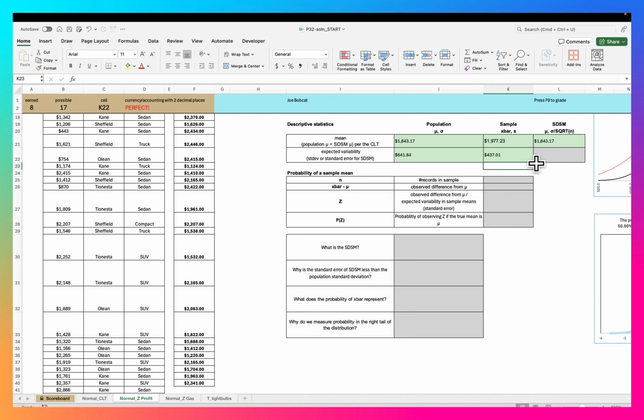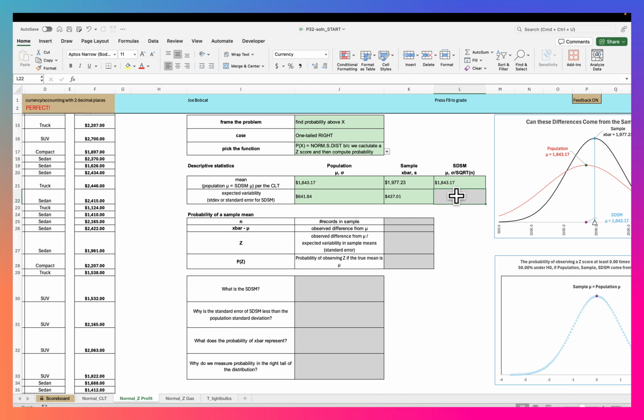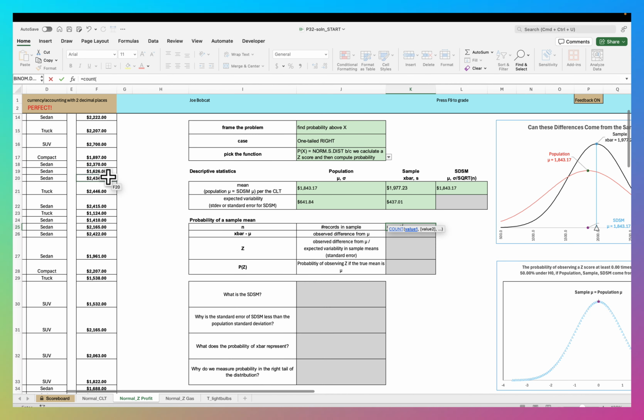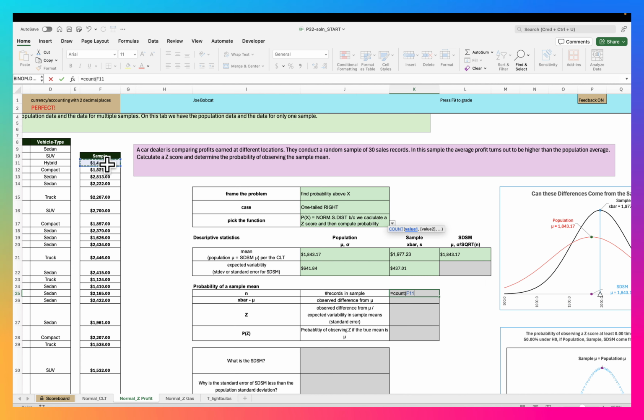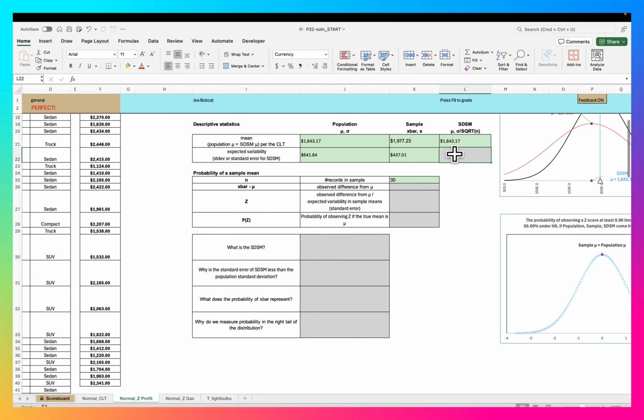And then for the sampling distribution, we take sigma, which we've already got over here, so it's going to be equal to sigma divided by the square root of n. Well, we haven't calculated n yet, so let's hold off on this until we've done this next line here. We need the number of records in the sample, so equals count. Okay, now we can do it. So it's equal to sigma divided by the square root of n.